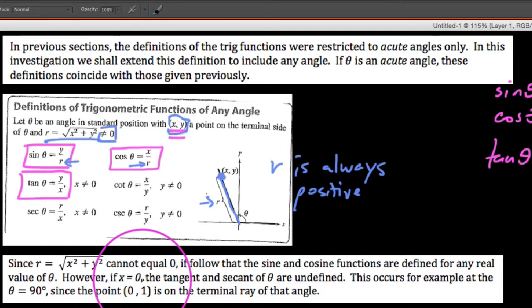We say, however, if x equals 0, then tangent and secant would be undefined. You could see this here. We say tangent would be y over x, and we say secant is r over x. So if x were 0, then we would say those would be undefined.